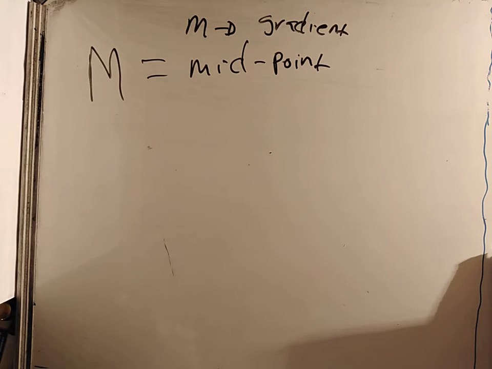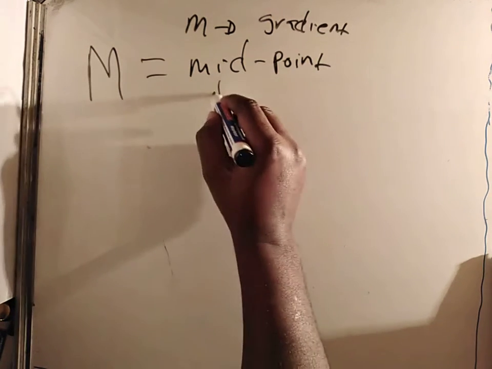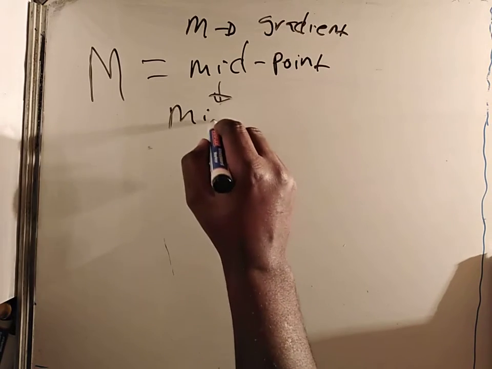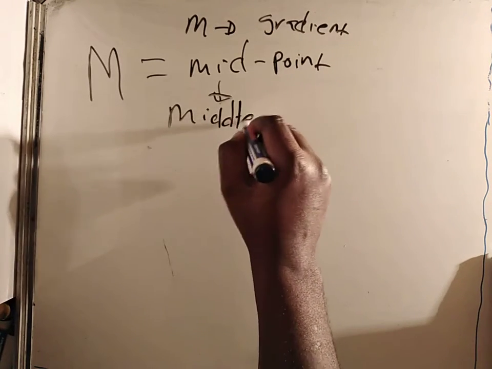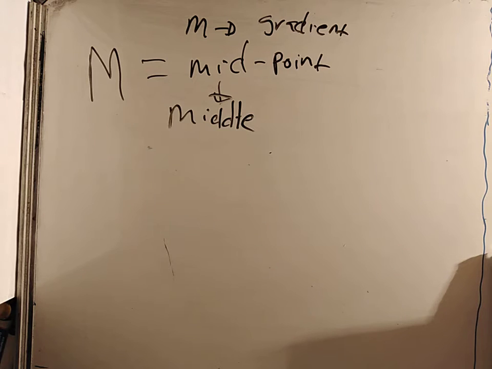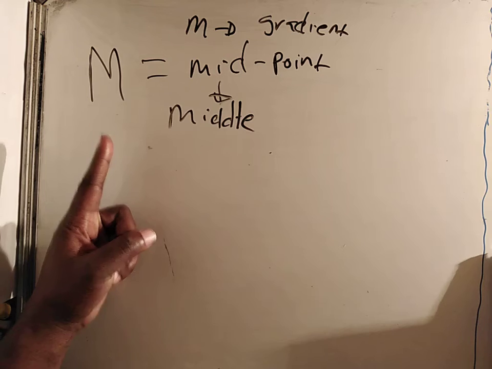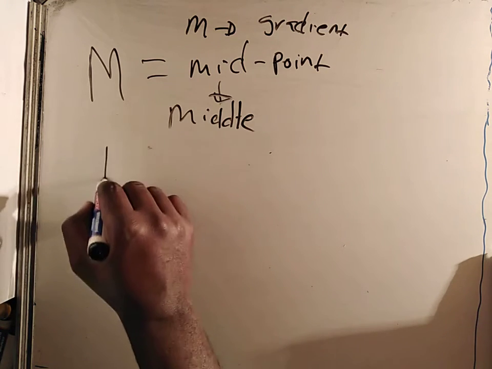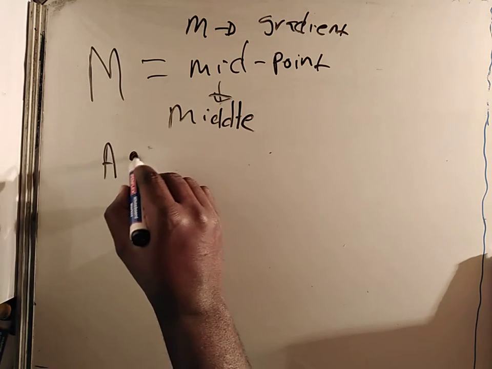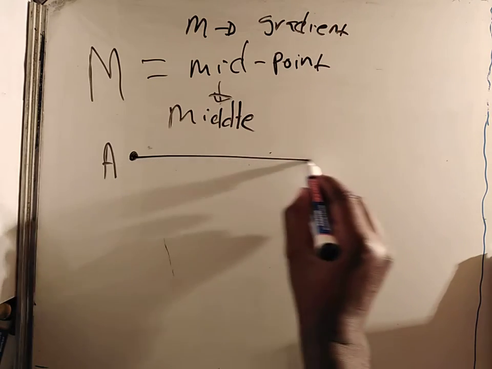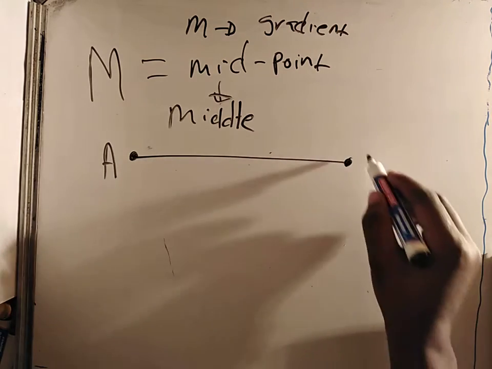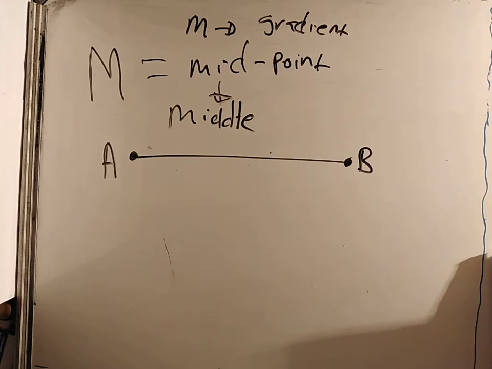So guys, what is a midpoint? A midpoint, mid stands for middle. So when we are talking about a midpoint, you are talking about a point that is in the middle. In the middle of what? You are in the middle of 2 points. So you will have a point and then another point. Say for example, we've got a point A, and then you'll have a line, and then there will be a point B, which has its own coordinates, whatever they are.